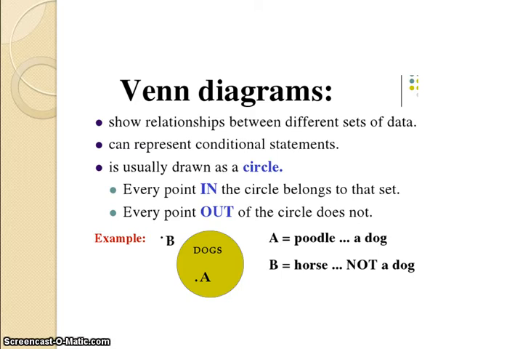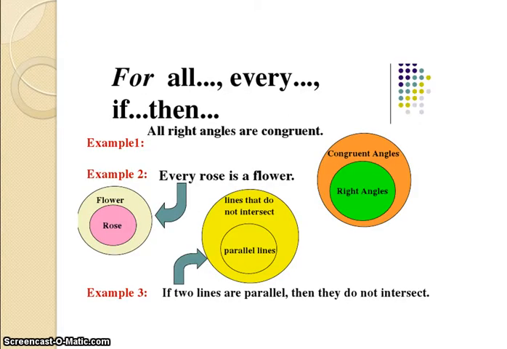We've talked about these. We did some activities in the first week with Venn diagrams. They show the relationships between different sets of data, but it's really interesting to think about Venn diagrams in relation to conditional statements. So usually we will draw a circle, and every point in the circle belongs to the set. Every point out of the circle does not. But what's interesting is if-then statements are very easy to put in a Venn diagram.